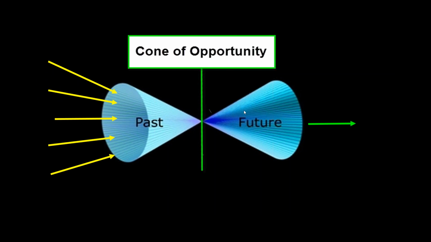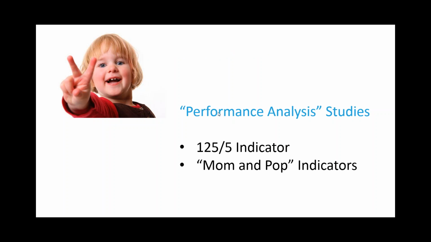And so, right now, I'd like to talk about performance analysis, and we're going to turn it over to Ryan. This little boy has two fingers up, and I think actually this was Ryan, just a few years ago. He's a pretty young guy. From a performance analysis standpoint, we're going to share with you two things today. One's called the 125.5 indicator, and the other is the mom and pop indicator. And so right now, we're going to turn it over to Ryan, and we're really excited for you guys to hear what he has to say.